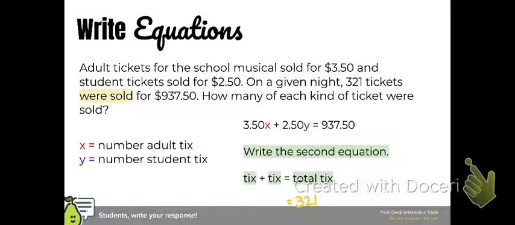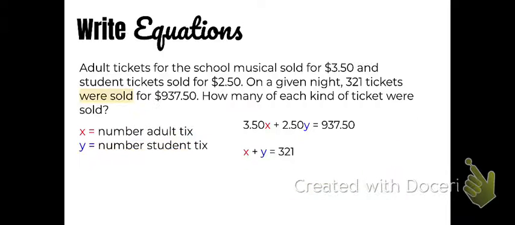Do we know the number of adult tickets? No, that's X. Do we know the number of student tickets? No, that's Y. So it'd be X plus Y equals 321. This is called a system of equations. We have two equations with two variables.